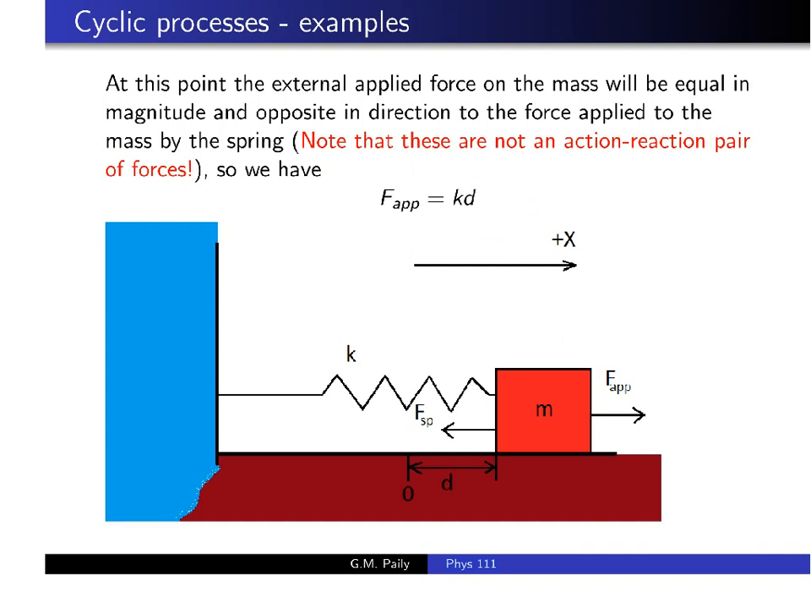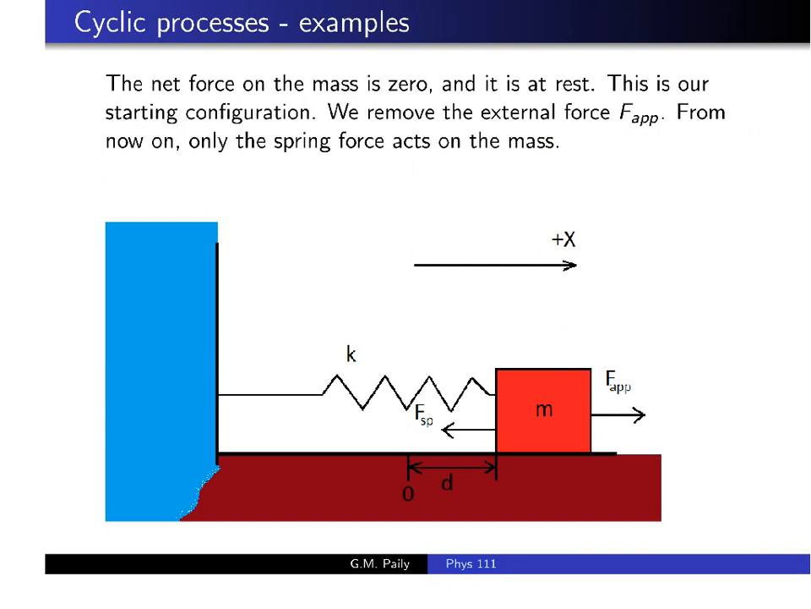Now remember, these forces might have the same magnitude and opposite directions, but they're not an action-reaction pair because they are both acting on the box. And action-reaction pairs of forces never both act on the same thing. If one is B on A, then the other is A on B. So this does not apply here. They're just two forces that balance out. So the net force on the mass is zero and it is at rest.